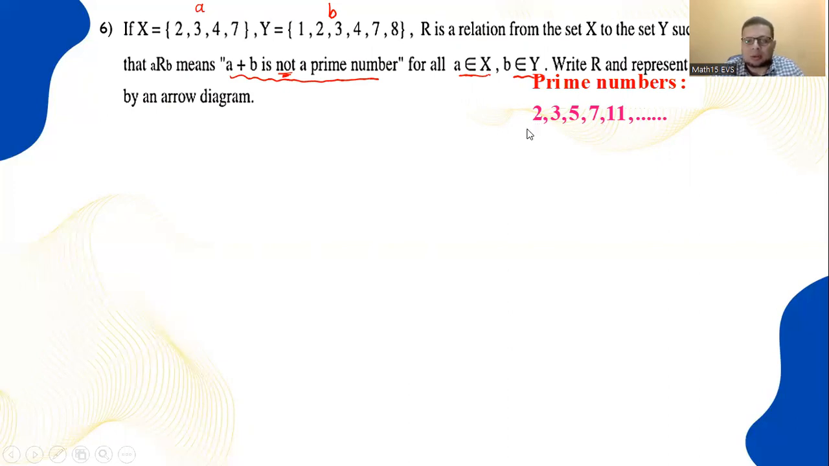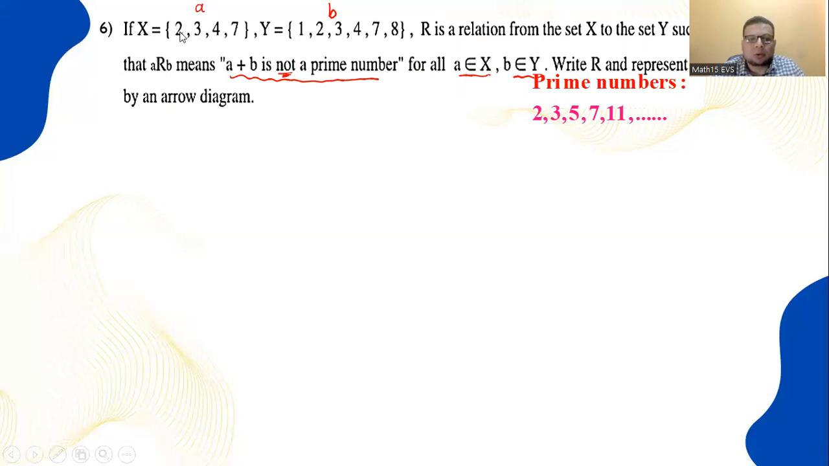Two different factors: 1 times 2 is 2. 3 is 1 times 3 only. 5 is 1 times 5 only. 7, 1 times 7 only. 11, 1 times 11 only, and so on. 13, 1 times 13 only. Why is 4 not prime? Because for 4 you have 1 times 4 and 2 times 2, so more than two factors. So I need a plus b not prime.